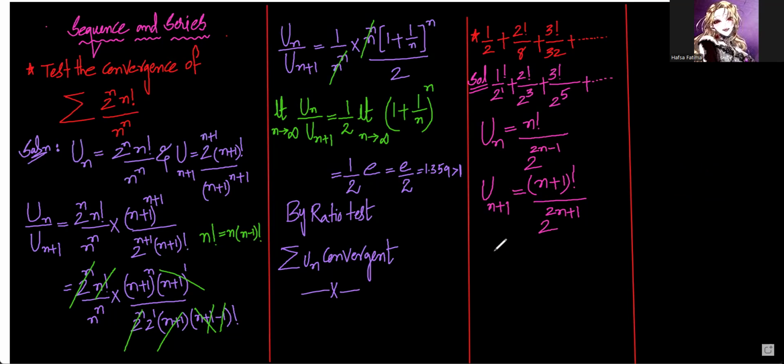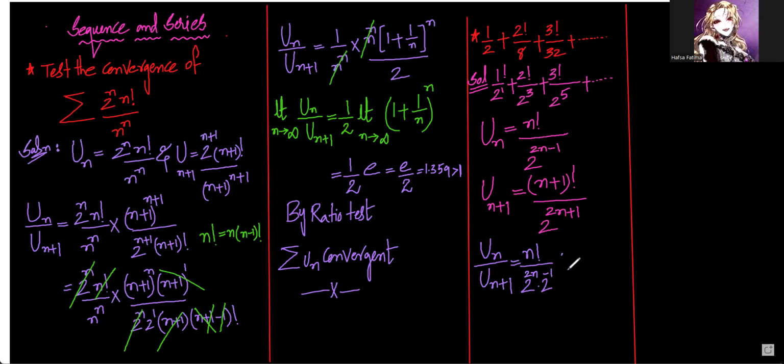That is un by un plus 1. Un by un plus 1 value. Now, n factorial, the term will be as it is, over 2 to the power of 2n minus 1, into 2 to the power of, let me simplify some steps here. 2 power 2n into 2 power minus 1. Can we write like this?